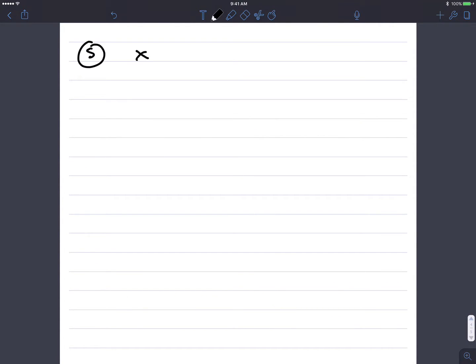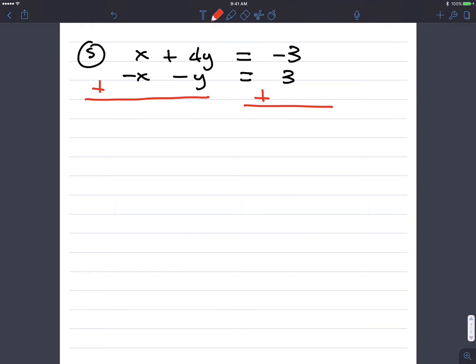Number 5. x plus 4y is -3. x minus y is +3. We're going to add our left sides together and set it equal to the sum of the right sides together.